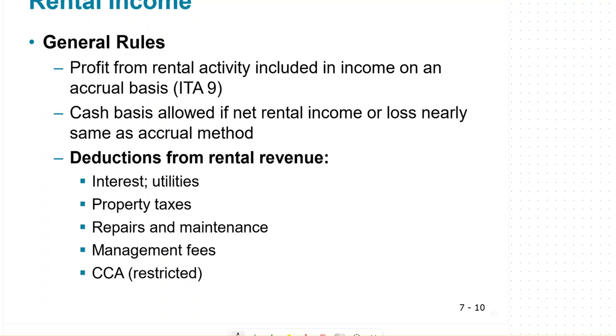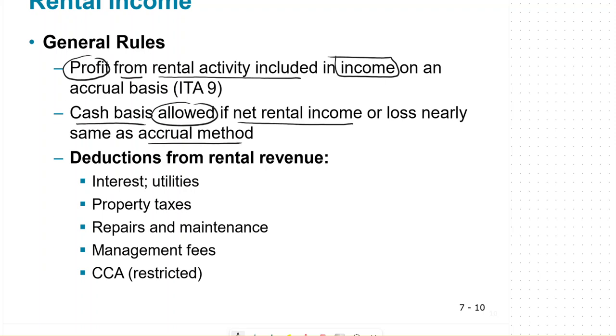Rental income. The general rule for rental income is your profit from rental activity is included in income on an accrual basis. Cash basis is allowed if net rental income or loss is nearly the same as accrual. If it's the same as accrual, you could do the cash method. Otherwise, you will be forced to do the accrual method.